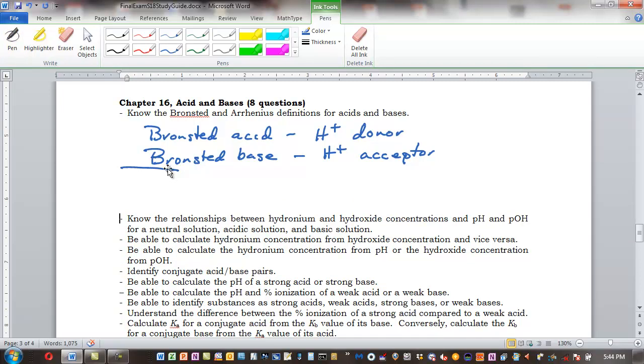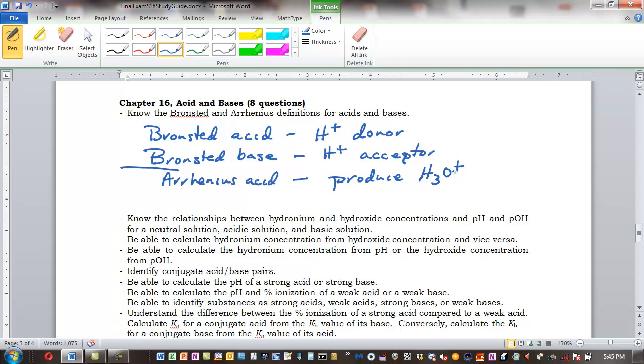All right, let's do Arrhenius. What do Arrhenius acids produce? Hydronium. Okay, we could say H plus, but we typically say hydronium. Arrhenius acids produce hydronium. Okay, and again, that's good to know when we're writing out these reactions.